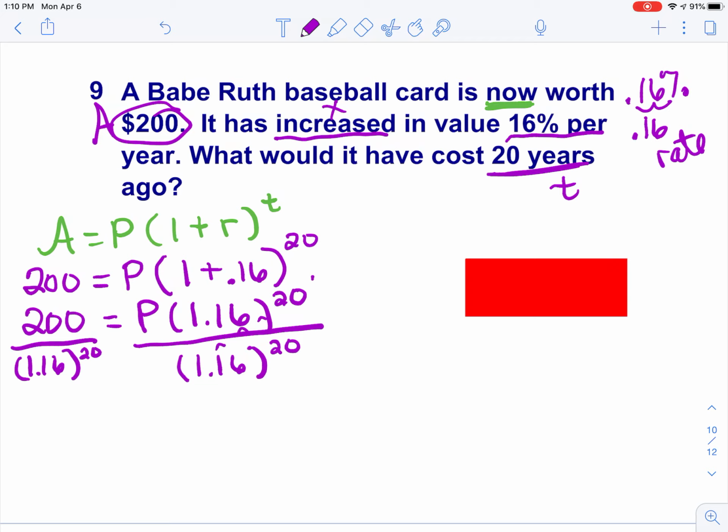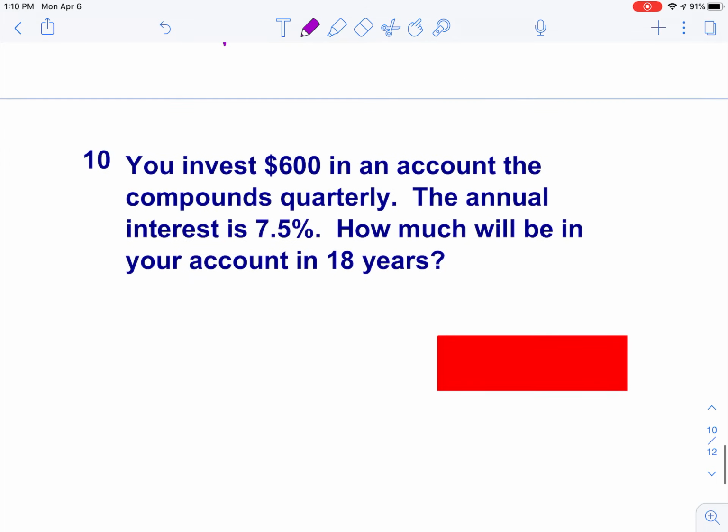Now, those will cancel, and P will turn out to be, put this in as a fraction, 200 over 1.16 to the 20th power, and you get $10.28. So 20 years ago, you could buy a Babe Ruth baseball card for $10.28. Again, 2 decimal places, we're talking about money. And our last review problem.